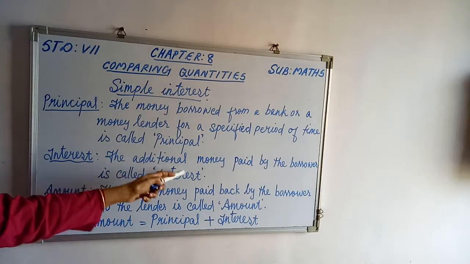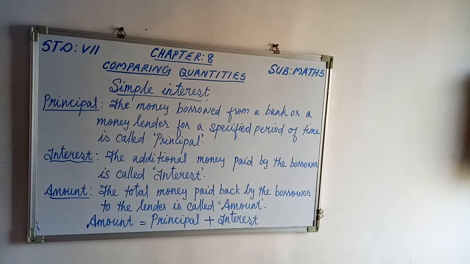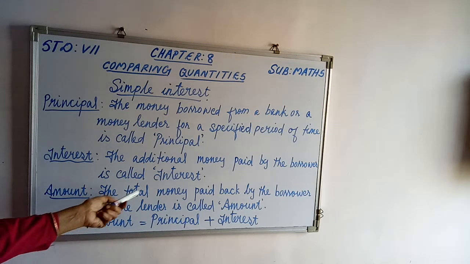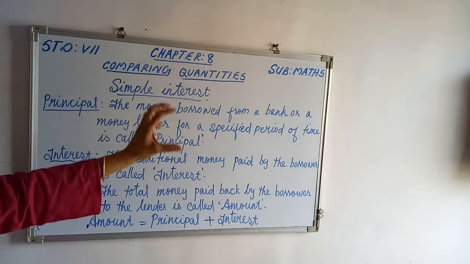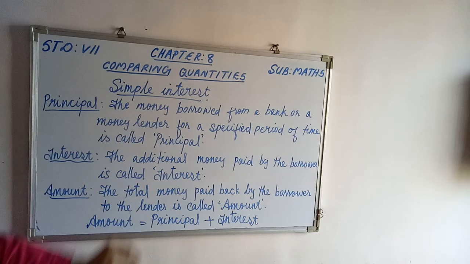Now, when you pay back the money to the lender or the bank, we give some extra amount, and that additional money paid by the borrower is called interest. And the principal along with the interest, we call by the name amount. So the total money paid back by the borrower to the lender is called amount. So amount is equal to principal plus interest. And that specified period of time is called the period.